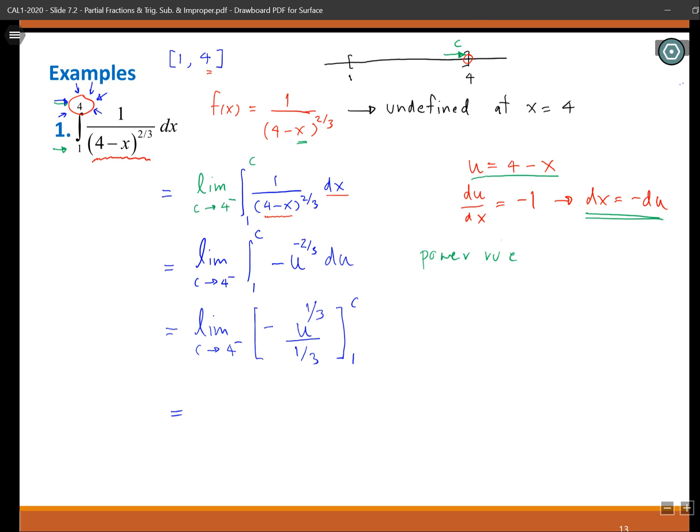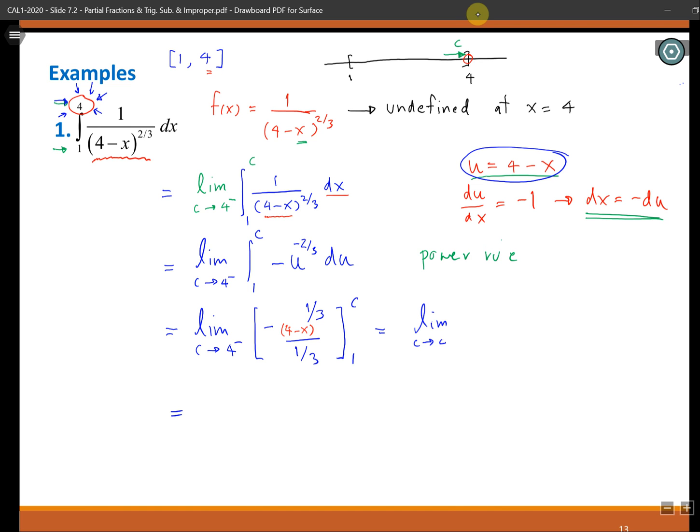Alright, once again I want to save some space, so I'm going to replace this substitution back into my answer. I cannot leave this u right here, because at the beginning it was x, so I put it back. So this is 4 minus x, to the power of 1 over 3. Okay, with this, what about I make it look a little bit tidier?